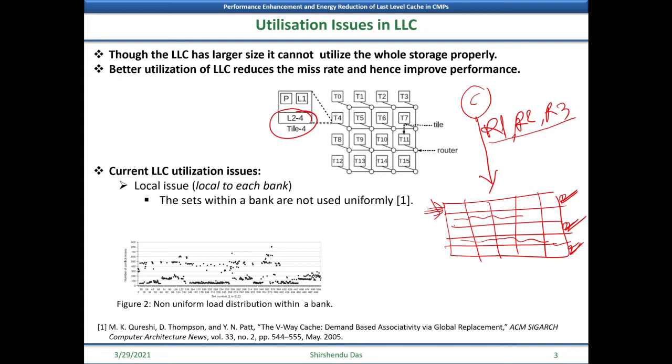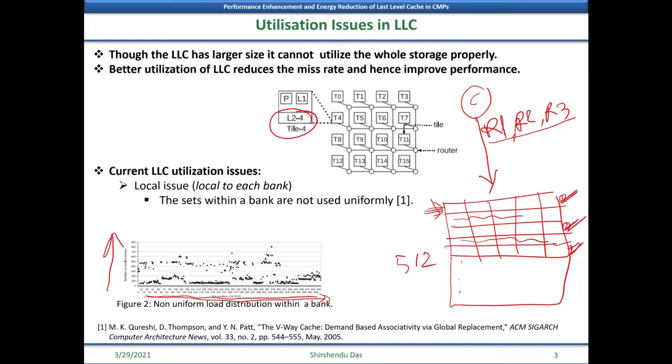The concept that I'm claiming here is shown in this graph. This side is the number of sets. This experiment was done on a cache with, I think, 512 sets. So you can see in this direction there are 512 sets, and on the y-axis is the number of conflict misses. You can see that the number of conflict misses in each set is not uniform.